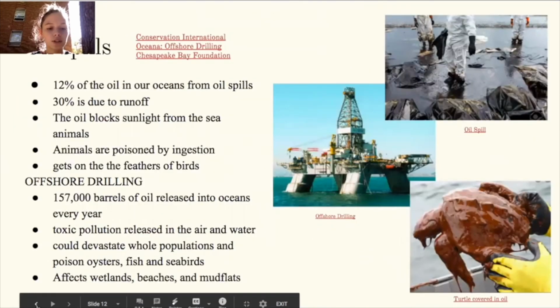Oil spills and runoff also negatively affect marine life. Conservation International studies have shown that big oil spills only account for 12% of the oil in our oceans, and almost 30% is due to runoff from roads, rivers, and drain pipes. Since the oil does not blend well with the water, it sits on the surface and becomes a thin, spread-out layer, blocking sunlight from reaching the ocean environments.